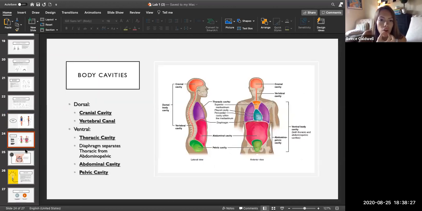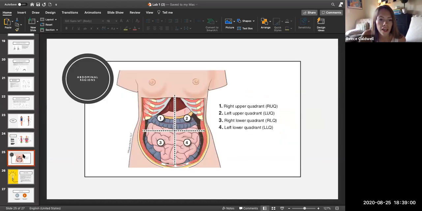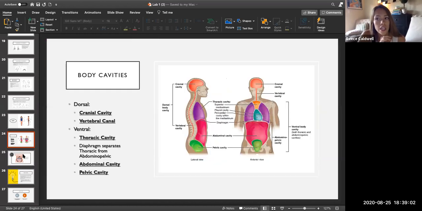All right, know your cavities. If you saw a picture like this, be able to label the cranial cavity, the thoracic cavity, the abdominal cavity, and the pelvic cavity. And I want you to know that it's the diaphragm separating the thoracic and the abdominal cavity. So know those cavities, and again, they make sense. Quadrants, I don't care about.